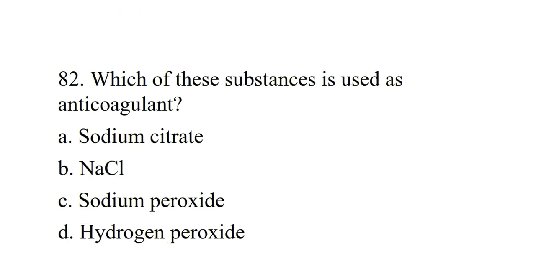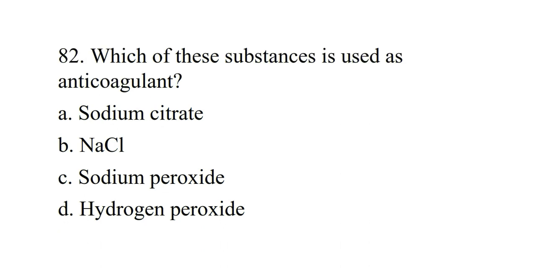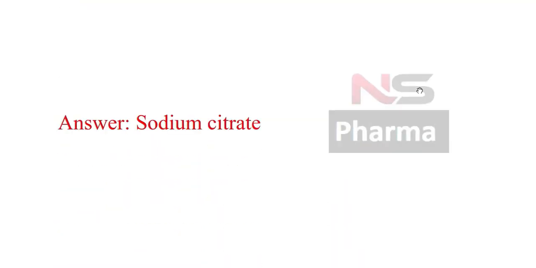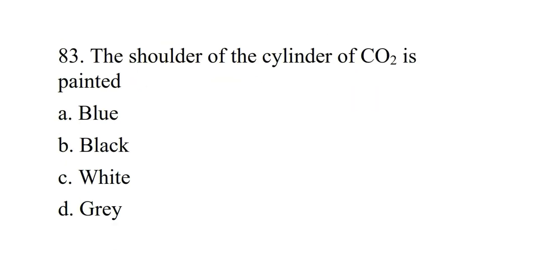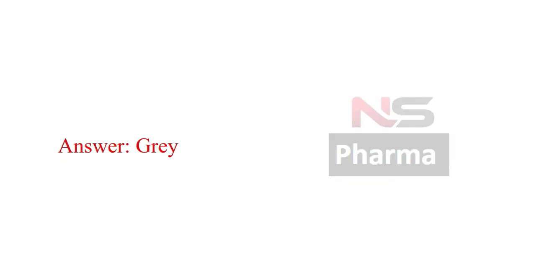Question number 82. Which of these substances is used as anticoagulant? Option A, sodium citrate. Option B, sodium chloride. Option C, sodium peroxide. Option D, hydrogen peroxide. Answer: sodium citrate. Question number 83. The shoulder of the cylinder of carbon dioxide is painted. Option A, blue. Option B, black. Option C, white. Option D, grey. Answer: grey.